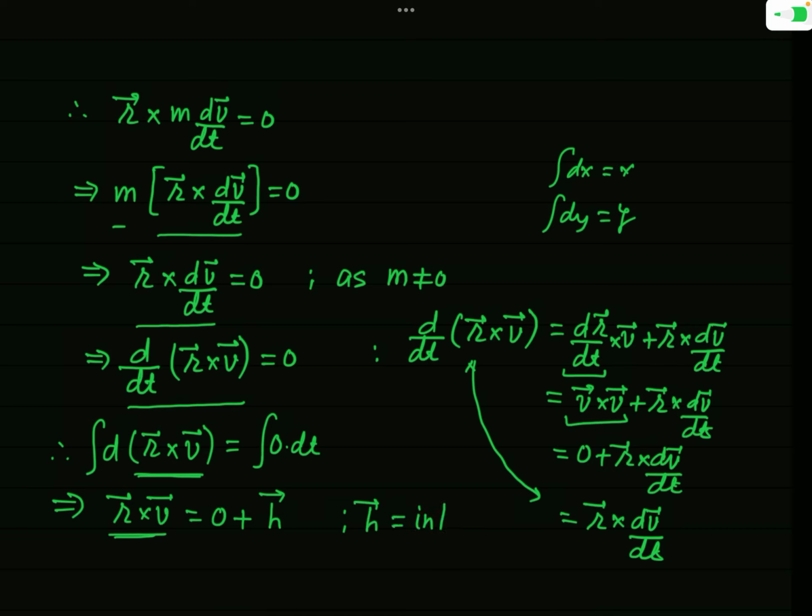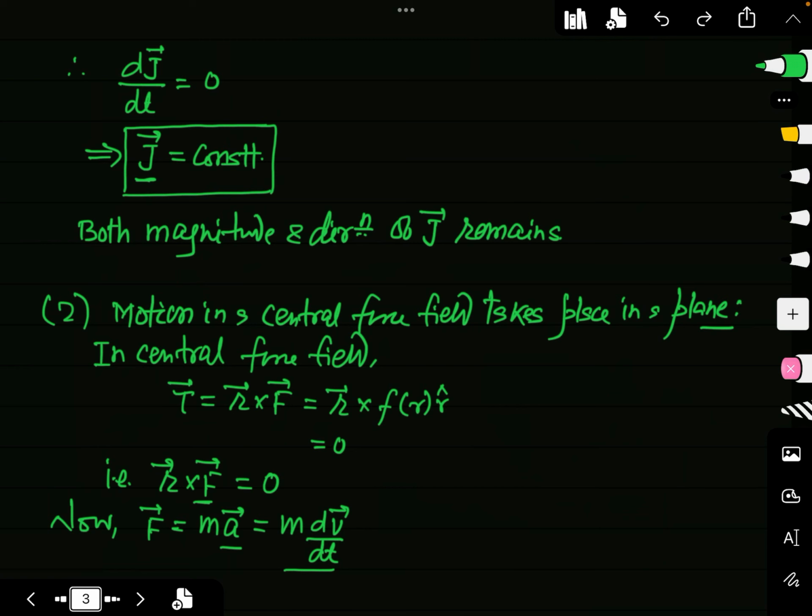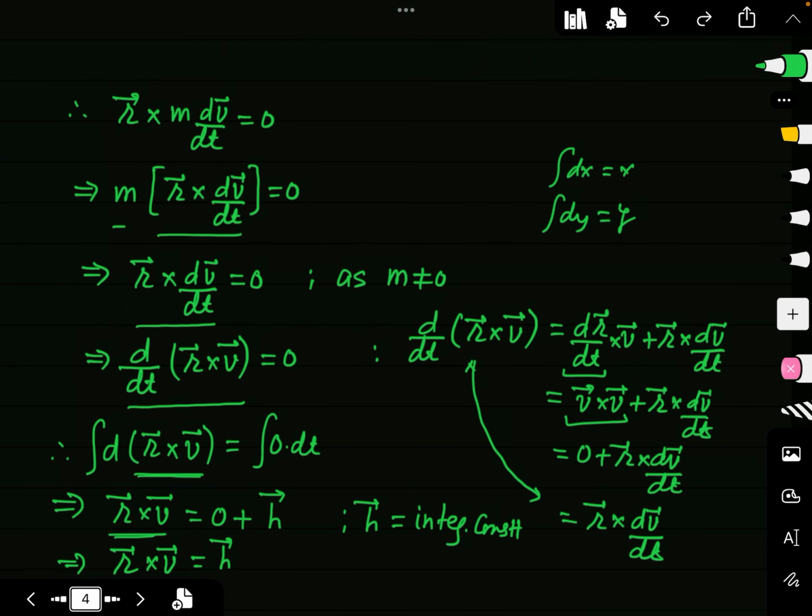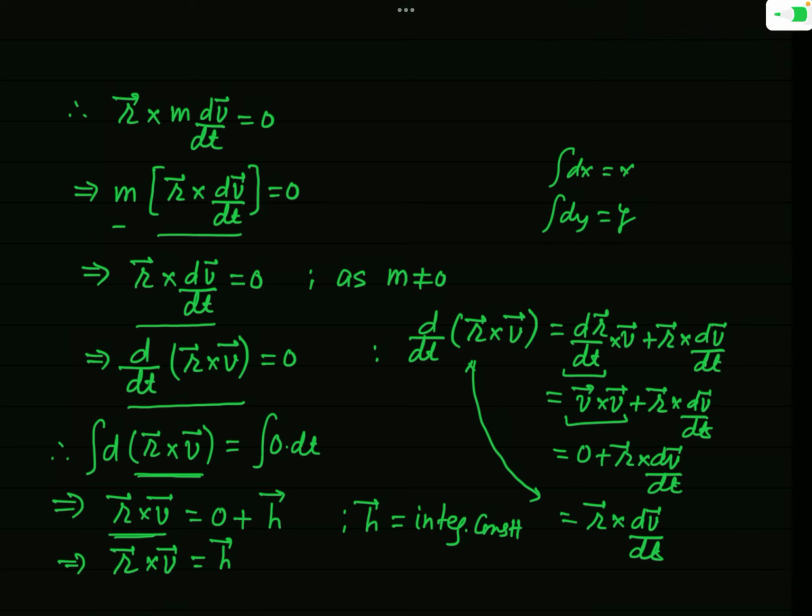Okay, and so r cross v is just a constant, and that constant I have denoted by the symbol h. Actually we will see that this h is simply the angular momentum per unit mass. We will later recognize it in this way. Say this is your equation 1. So r cross v is equal to h, where h is a constant vector.